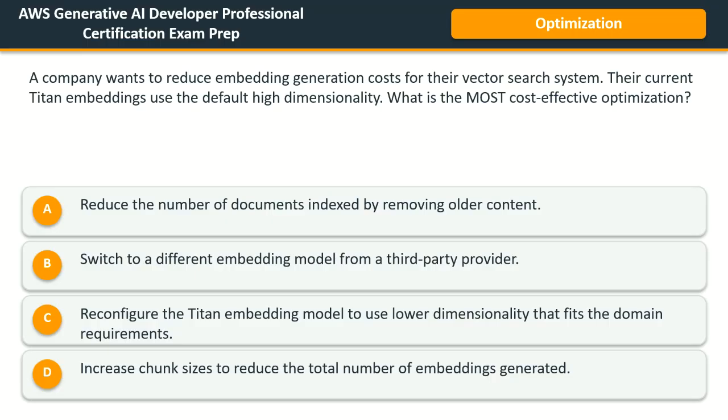Option D is incorrect because it suggests increasing chunk sizes. This reduces embedding count, but at the cost of retrieval precision. Larger chunks dilute semantic meaning and hurt search quality. This is a quality trade-off, not clean optimization. For embedding cost optimization on the AWS exam, do not delete data, do not swap models, tune dimensionality first. The correct answer is C.